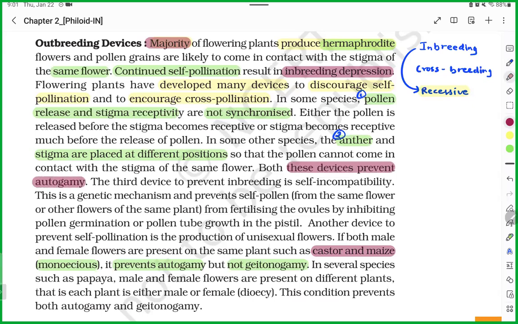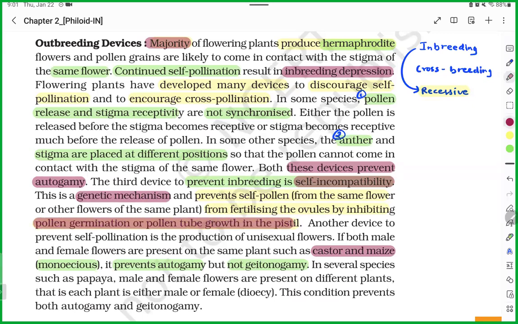Both of these methods prevent autogamy, because autogamy is most dangerous, as within the same flower there is no scope for variation. The third device to prevent inbreeding is self incompatibility, so it will not receive the gamete from the same plant. This is a genetic mechanism. It prevents self pollen from fertilizing the ovule by inhibiting pollen germination and pollen tube growth in the pistil. This statement is again important.